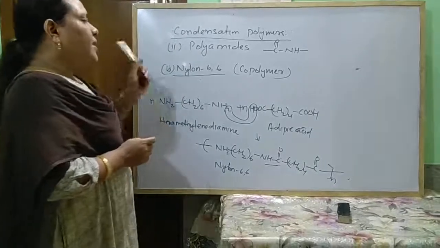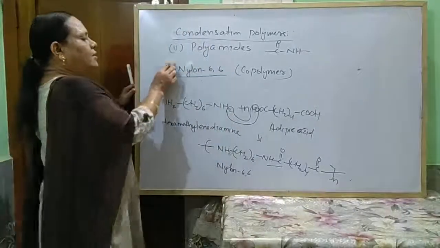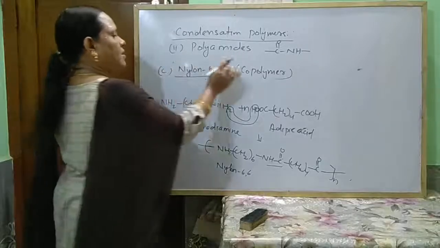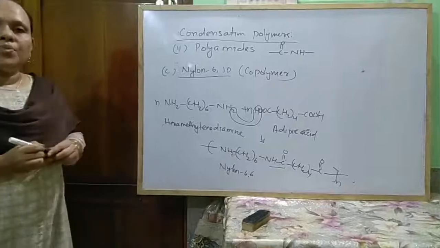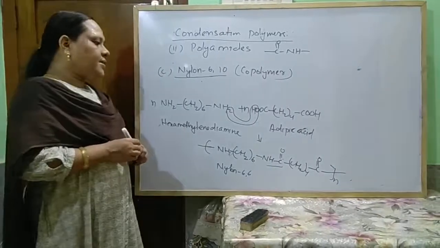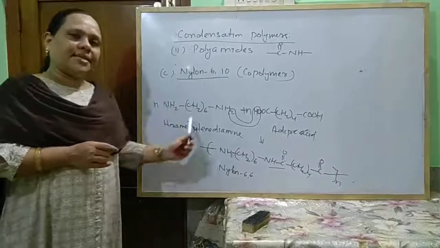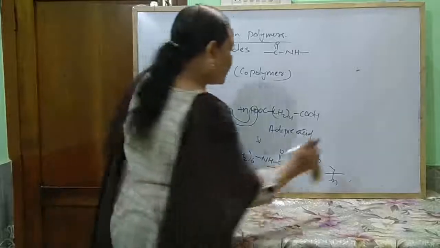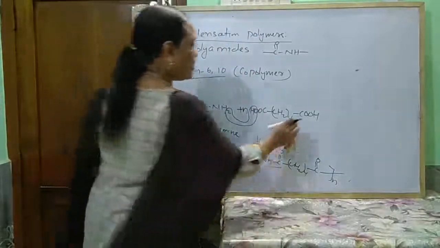Next come to another polyamide, that is nylon 6,10. 6,10. This is also a copolymer. The difference is that one monomer unit is the same hexamethylene diamine and another is sebacic acid, which contains 10 carbon atoms.